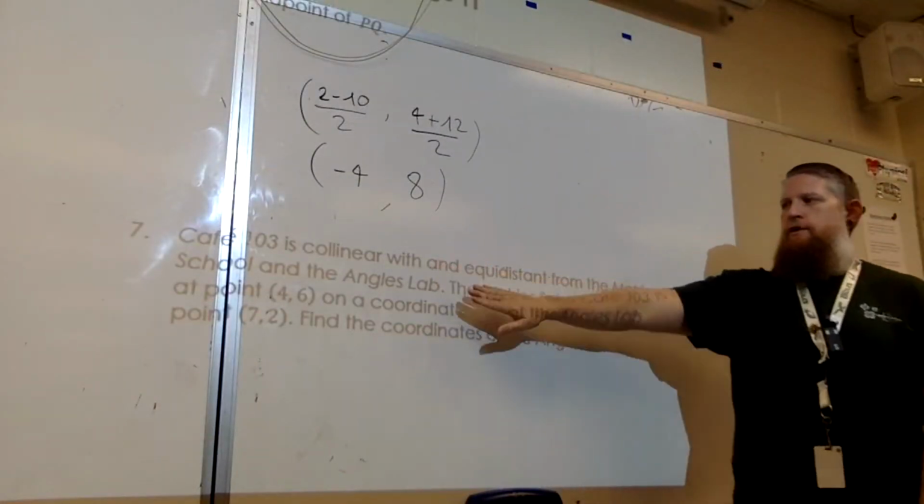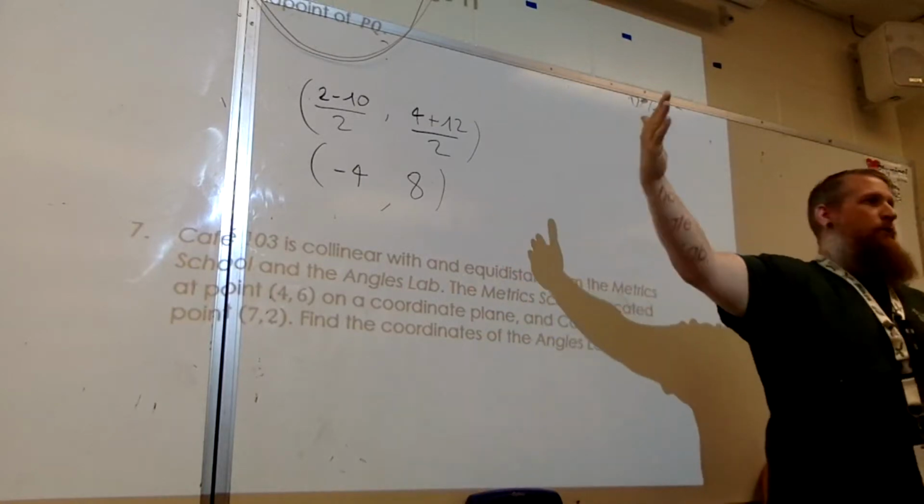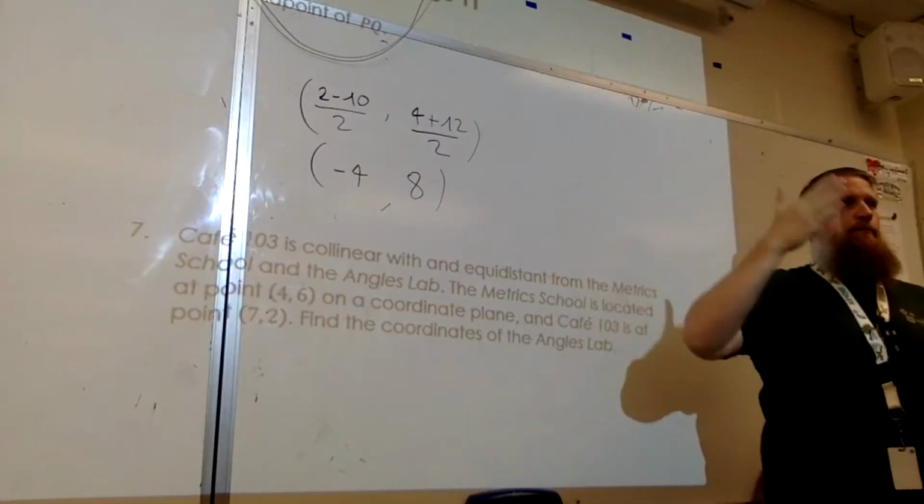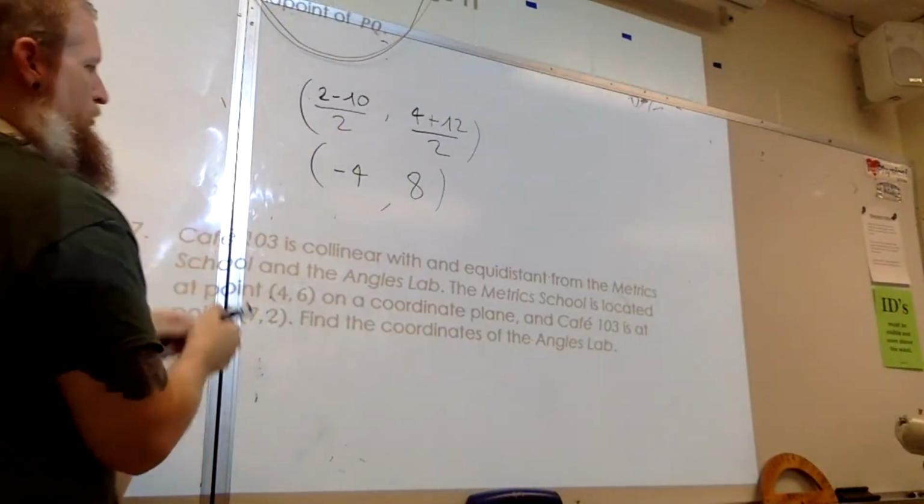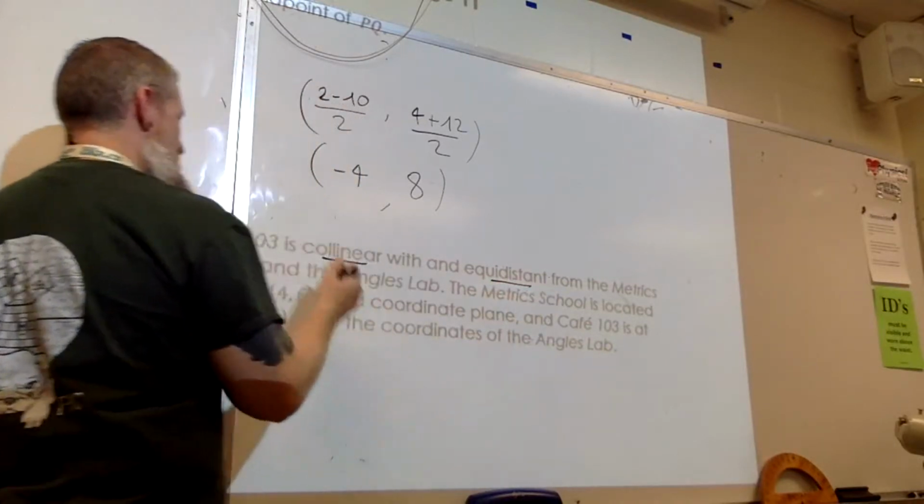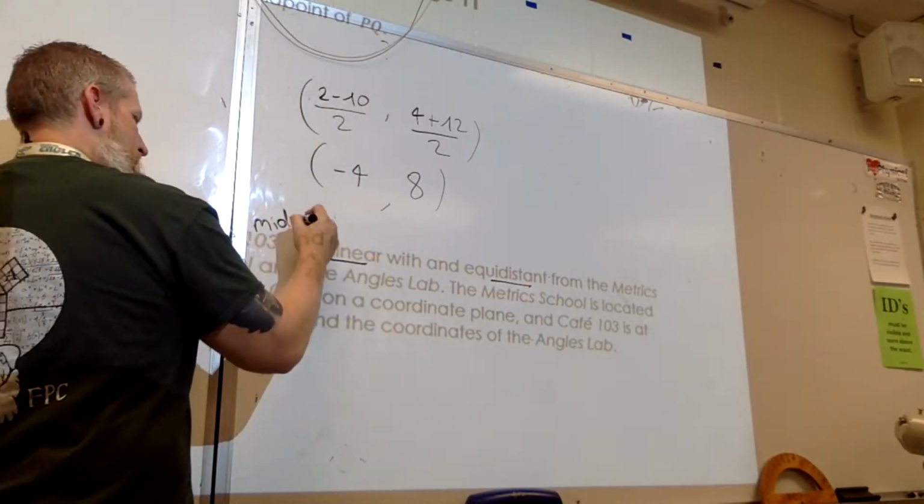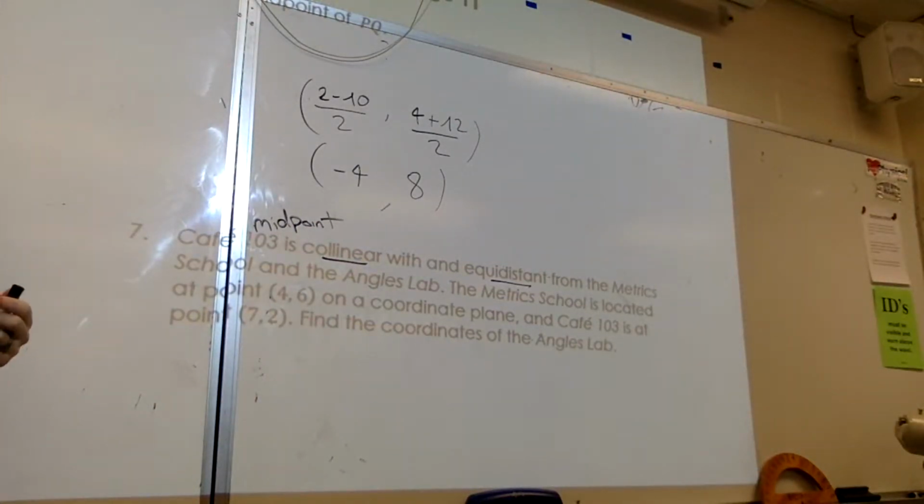So essentially what they're saying is if it's collinear and something is equidistant to two endpoints, then that thing is the midpoint. So the way this reads is they're saying that this Cafe 103, since it's collinear and equidistant, that means that this is the midpoint.